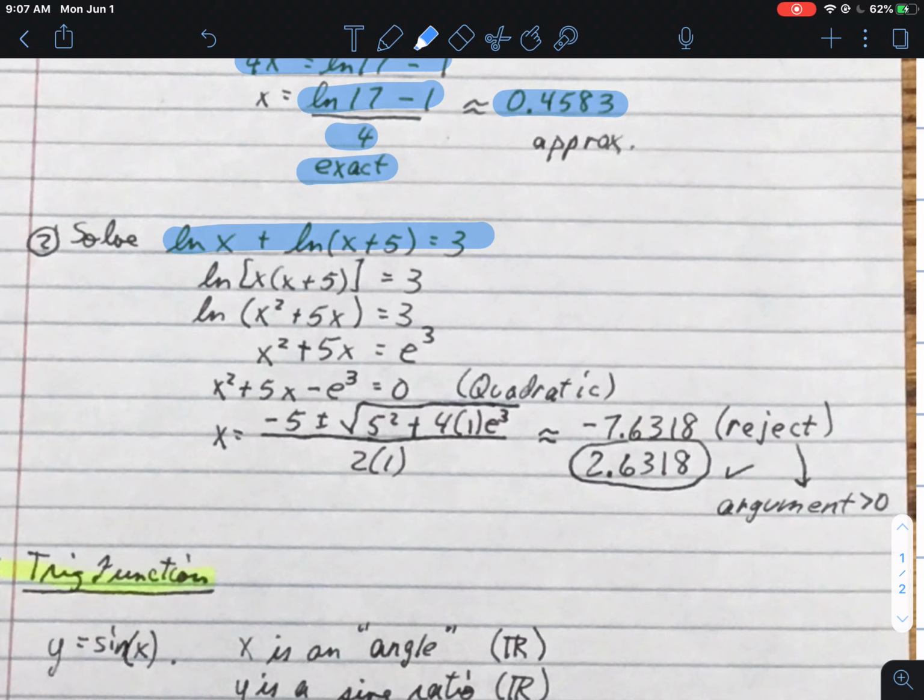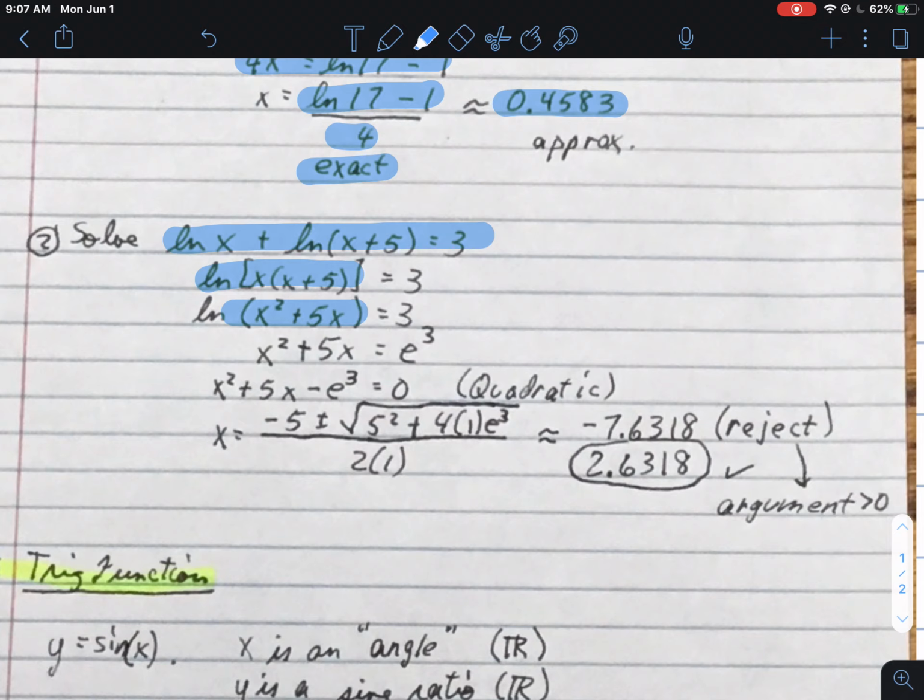All right, so I do have the same base there, so I can combine, and that was our property that said the sum of logs can be written as the log of a product. So natural log of x plus natural log of x plus 5 can be written equivalently as natural log of x times x plus 5 equals 3. And then I just distributed the x, so natural log of x squared plus 5x equals 3. And then I did the conversion.